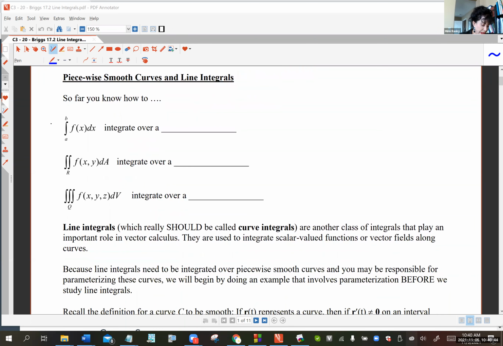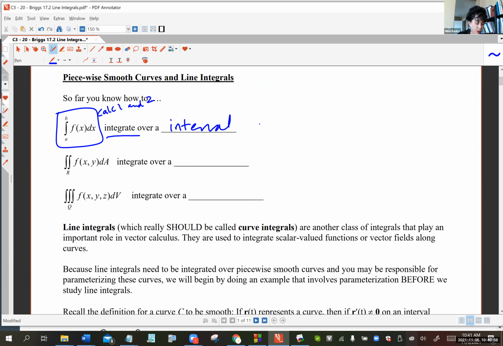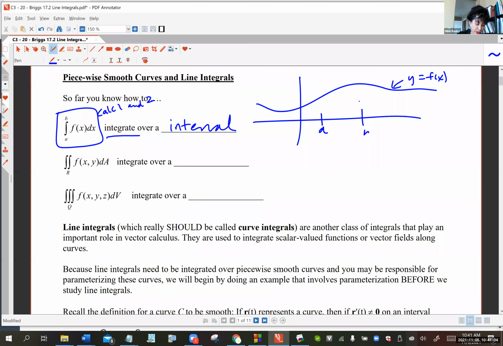So far, you know these kinds of integrals here. This is Calc 1 and 2. And what are you integrating over? You're integrating over an interval. What do you mean? Well, you know, like when somebody goes, hey, there's the function y equals f of x, yay. And we want you to integrate going from a to b, yay. So what you're integrating over is this interval going from a to b. That's what you're integrating over. Okay, I get it now, fine.